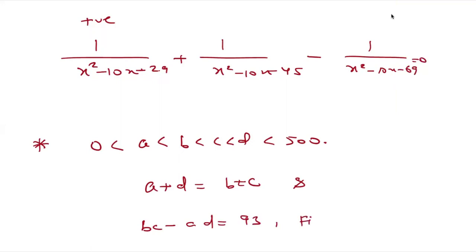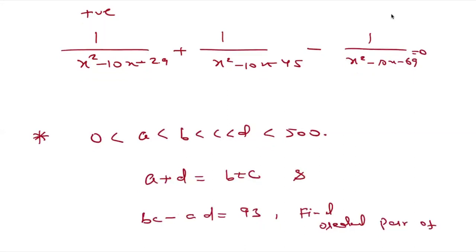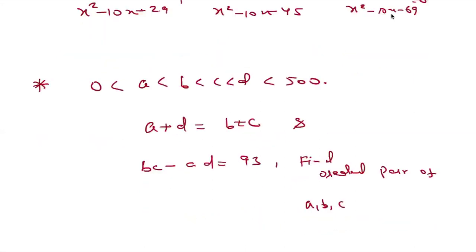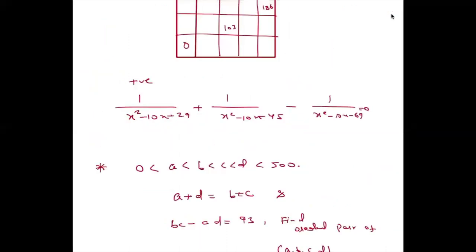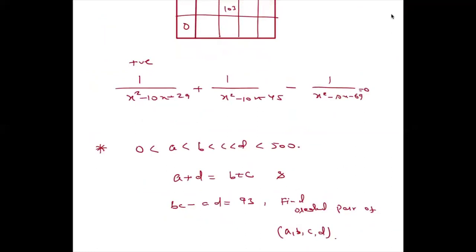Find ordered pair of A, B, C. That's it. A plus B is equal to B plus C. A plus B, A plus D is equal to B plus C. And BC minus 8 is 93. Okay sir. Yeah, 93.